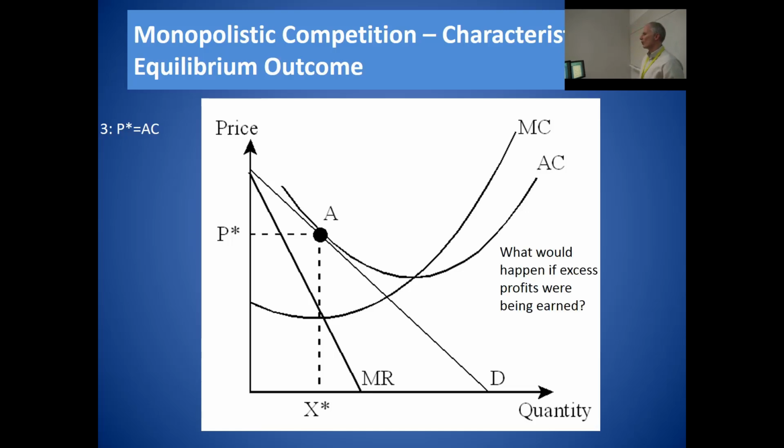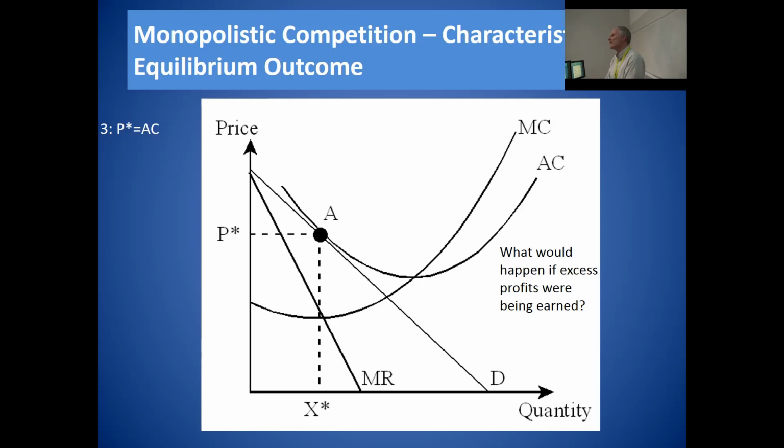However, what I want to do is get you to think: what would happen if excess profits were being earned? I've said point A in the diagram. Point A characterises what the equilibrium will look like when there are no excess profits being earned.